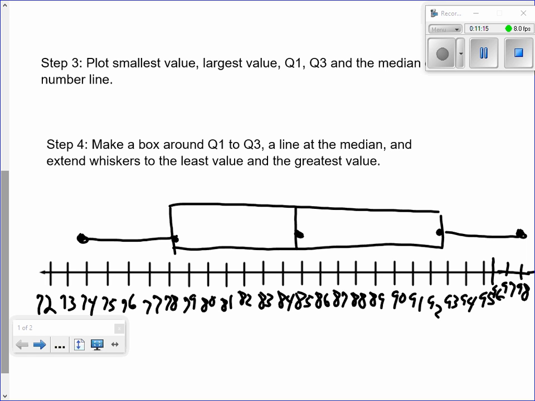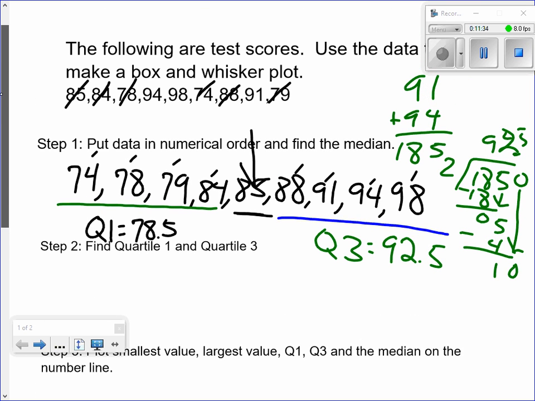How much of the data, how many of the test scores are inside of this box? What percent? How many test scores do we have? We had 1, 2, 3, 4, 5, 6, 7, 8, 9.